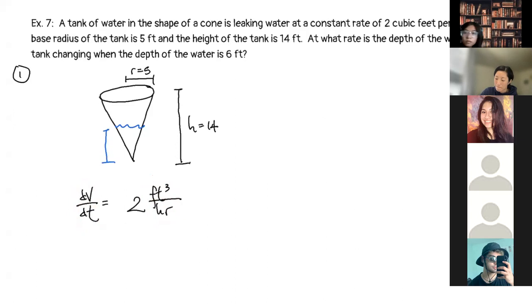Now I left a space in front of this 2 on purpose because we are leaking water. Exactly, Thea. The water is leaving the tank. So we want to have a negative in front of there because the actual amount of water in the tank is going down. It's decreasing. We're losing volume because there's a leak. And that kind of makes sense.